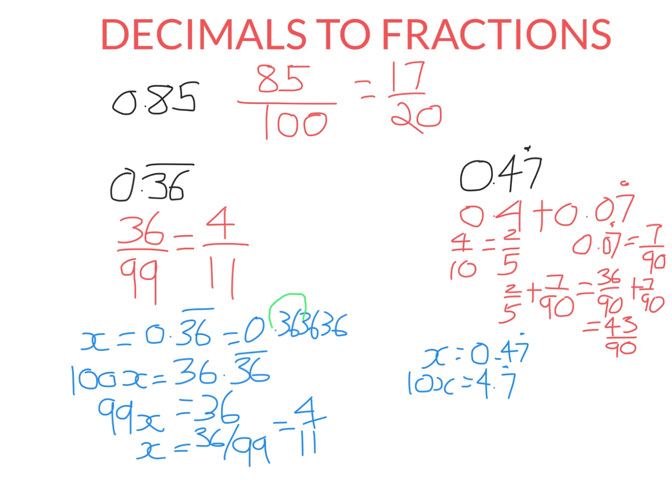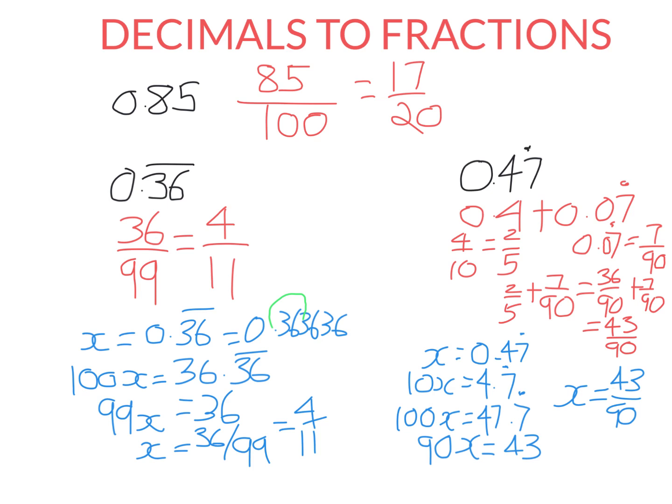But if I times by 10 again, I get 47.7 recurring. Timesing by 10, we just move the decimal point 1 spot to the right. Now I have two numbers here with the same decimal expansion. I can just subtract. 100x minus 10x is 90x. 47.7 recurring minus 4.7 recurring. All the numbers after the decimal point cancel out. I'll just be left with 43. And so I get x equals 43 over 90. Same answer that I had before.